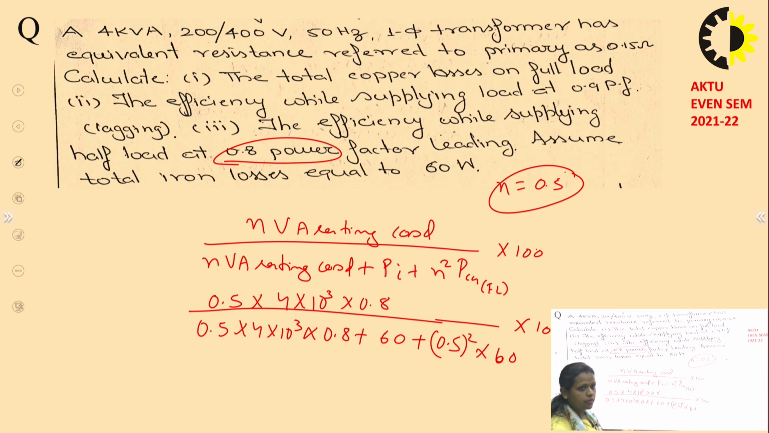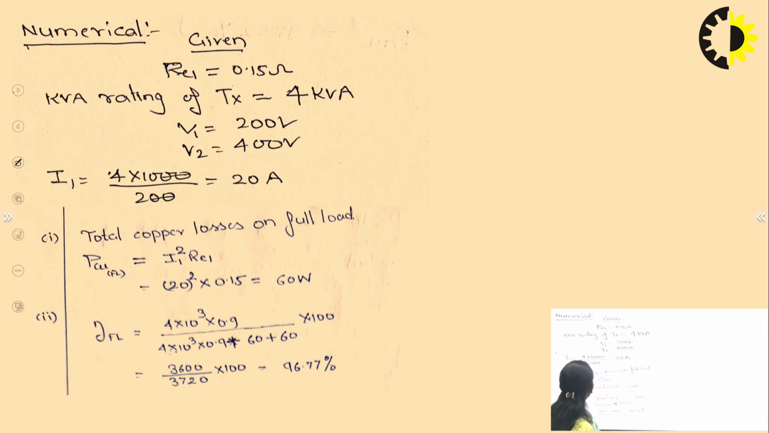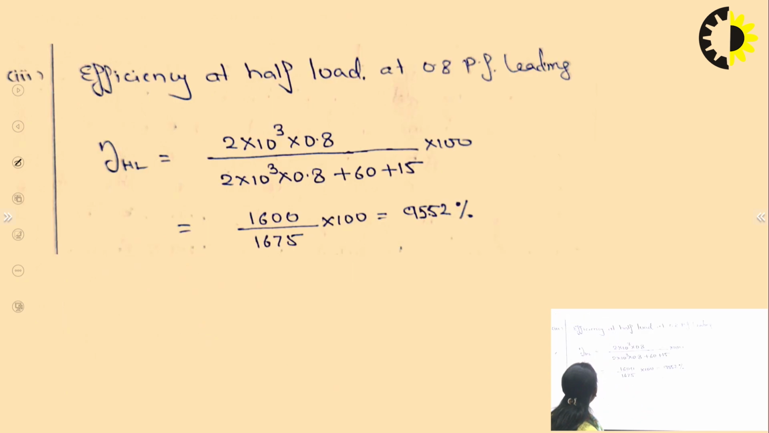So let's see what the final answers are. For copper loss we are getting 60 watt. For full load we are getting efficiency for 0.9 power factor as 96.77%, and half load efficiency we are getting 95.52%, right? For half load the power factor was 0.8. So these are the final answers, right?